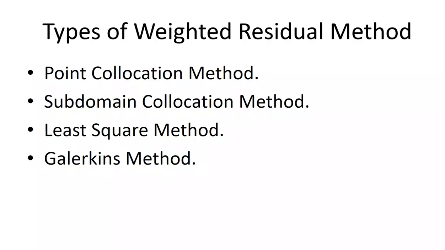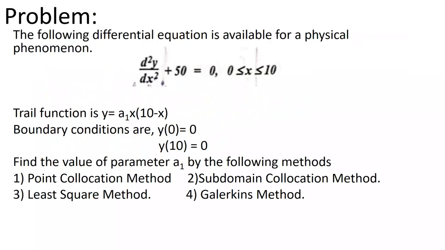Then we are going to see one example problem. Here the following differential equation is available for a physical phenomena of the particular object: d square y by dx square plus 50 equal to 0. That is the physical phenomena of that particular component, given in the form of an equation. Then 0 less than or equal to x less than or equal to 10, which is the boundary condition.